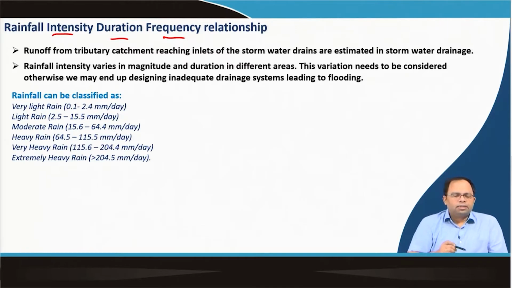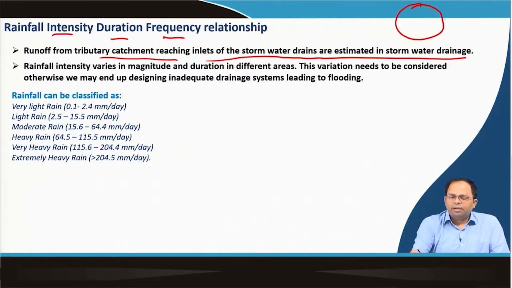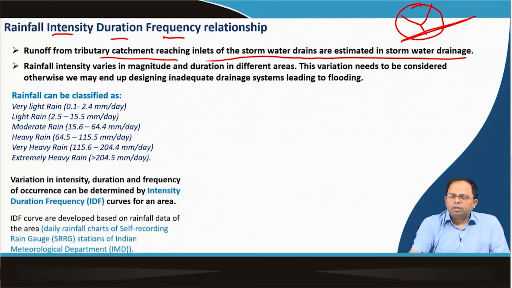Before we do that, some basic things: runoff from the tributary catchment reaching inlets of stormwater drains is estimated in stormwater drainage. So, that means we have an area, we have a drain over here. From different parts of this particular catchment, maybe there could be some streams that are generated, and then it comes to the main stormwater line, or the stormwater drainage line. Over here this is the inlet point where this water enters into the stormwater drains.